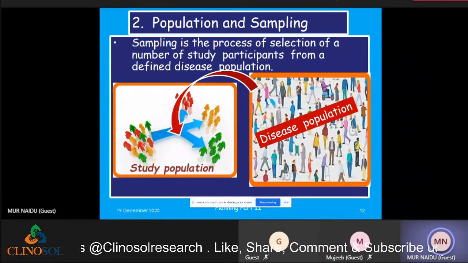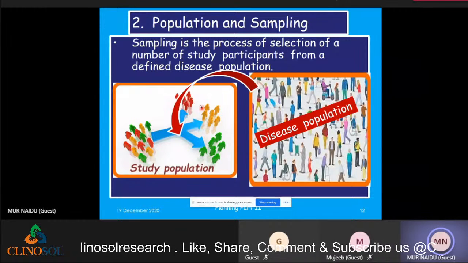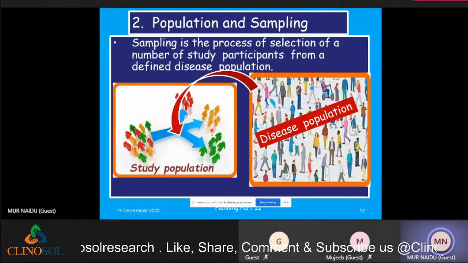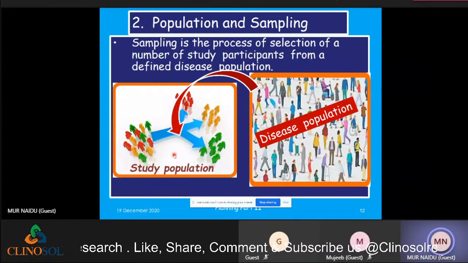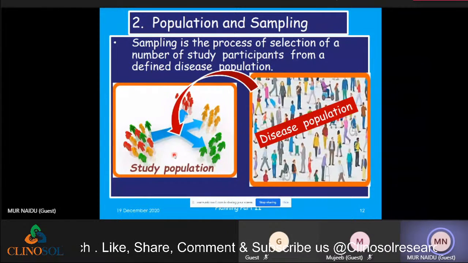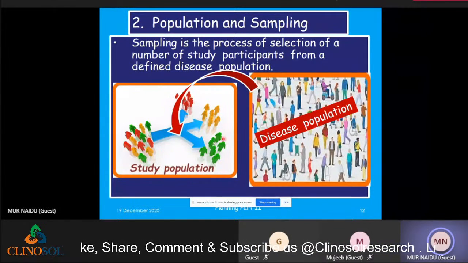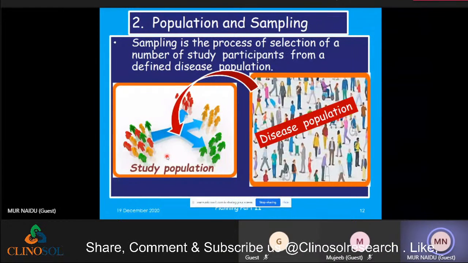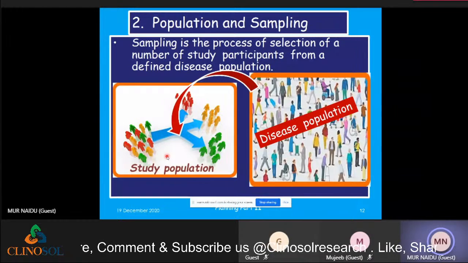This is my study population. Those are divided into four groups depending on the type of drug I am using, and all are selected based on my inclusion and exclusion criteria, age, or different types of diagnostic tests which I have done. So going from disease population to study population is a very important step in clinical research.